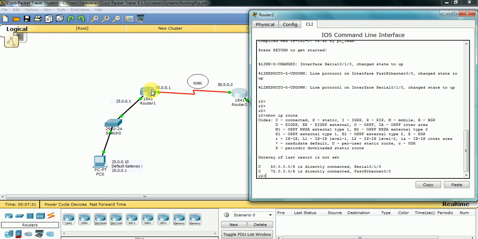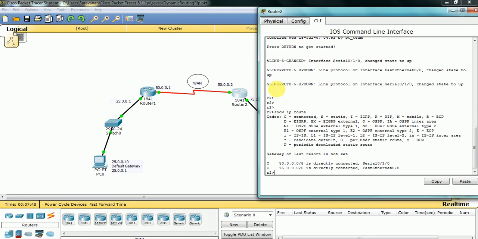So now what we are going to do is implement the RIP protocol so that it can learn about the IP address of this, and this particular router is going to learn about this 25 network, and this particular router is going to learn about the 75 network. Let us see how to do that.